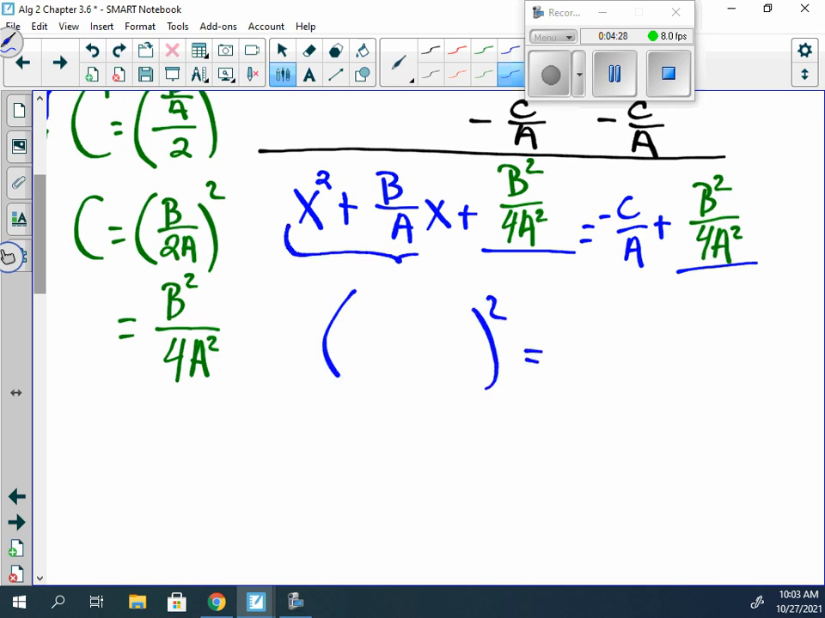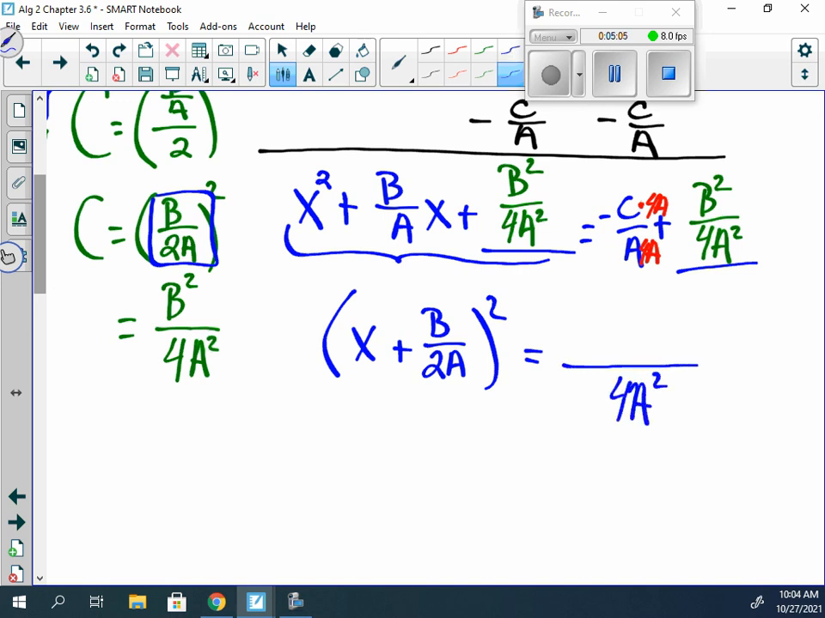Well, this polynomial will factor down into x plus b over 2a, because that's the term inside the parentheses before we squared it, yes? Now, over here, to be able to add these two together, we need the denominators to be the exact same. So to do that, I need to multiply numerator and denominator by 4a, which the denominator would be 4a squared.